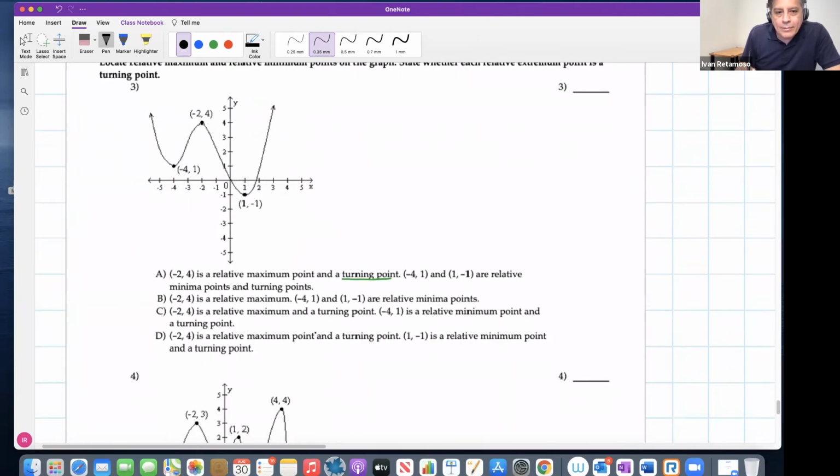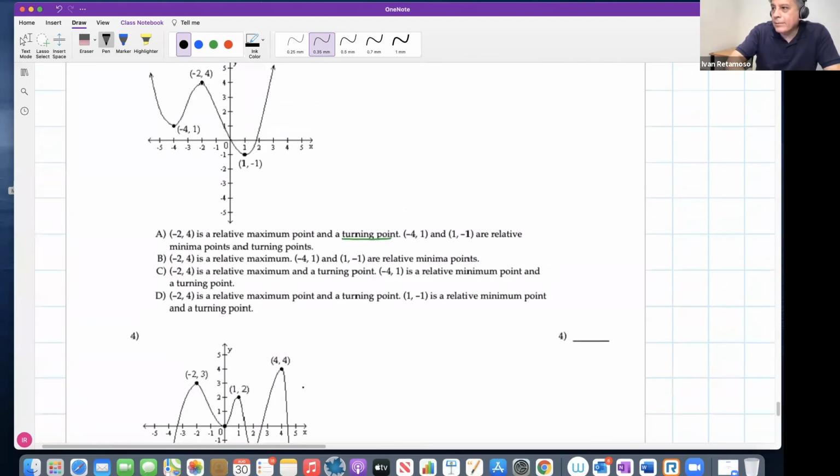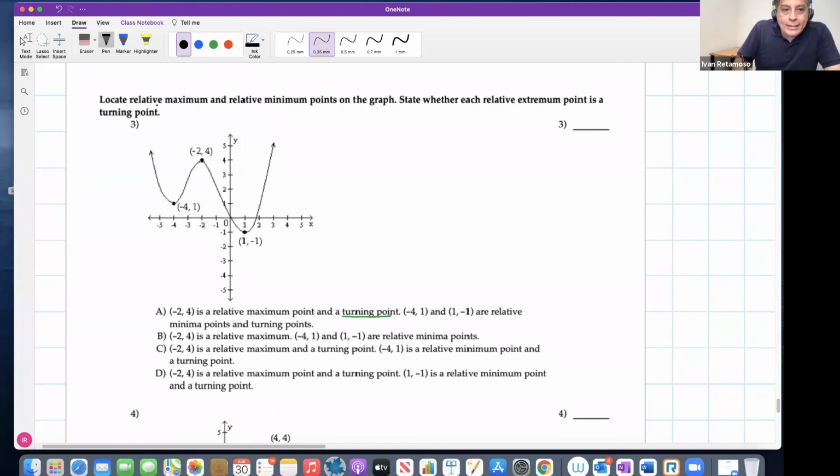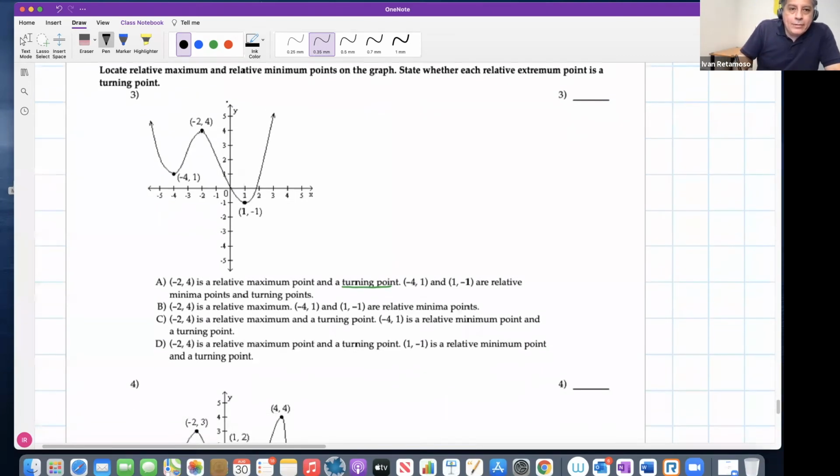This one talks about turning points. So let's talk about this a little bit. I will do the first one. I will let you do probably the next. Locate relative maximum and relative minimum points on the graph. State whether each relative extremum point is a turning point. Okay. First of all, we said that the bottom of the valleys or the top of the mountains are turning points. They're all turning points, right? Because they separate the trend from decreasing to increasing or increasing to decreasing. So these 3 are all turning points, first of all.